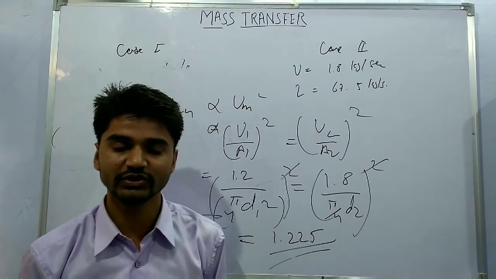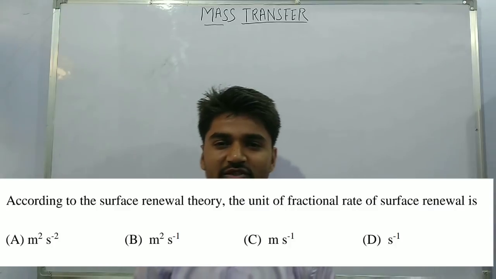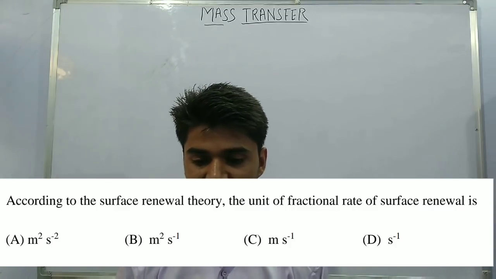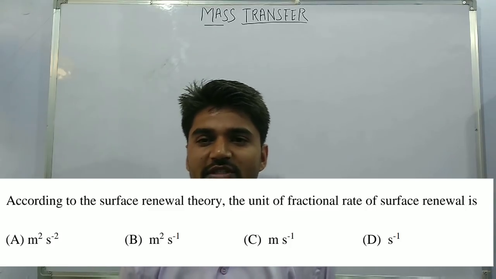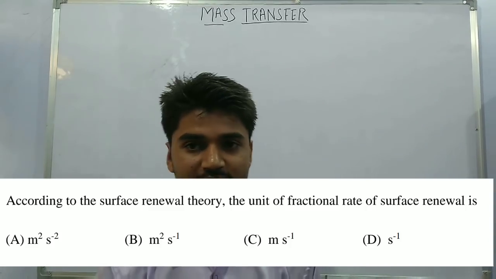Now moving to the next question. The next question is, according to the surface renewal theory, the unit of fractional rate of surface renewal is. So this is basically a question related to dimensions.